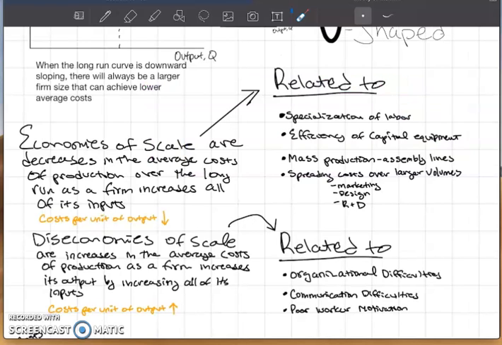So then two more key terms that we'll define are economies of scale, and these are decreases in the average cost of production over the long run as a firm increases all of its inputs. In other words, the cost per unit of output are decreasing.